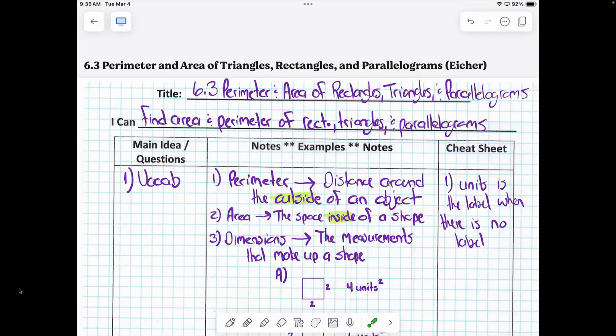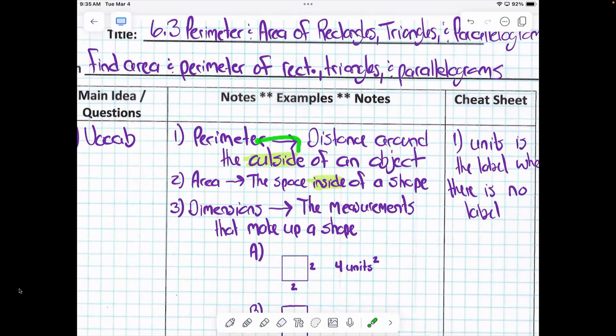Yeah. All right, perimeter. There's a key word when we talk about perimeter. What's the key word? Outside. It's the outside of an object or a shape, yes? Yes. Area. There's a key word when we talk about area. It's the what? Inside. Area, inside, perimeter, outside. We good with that? Yes.